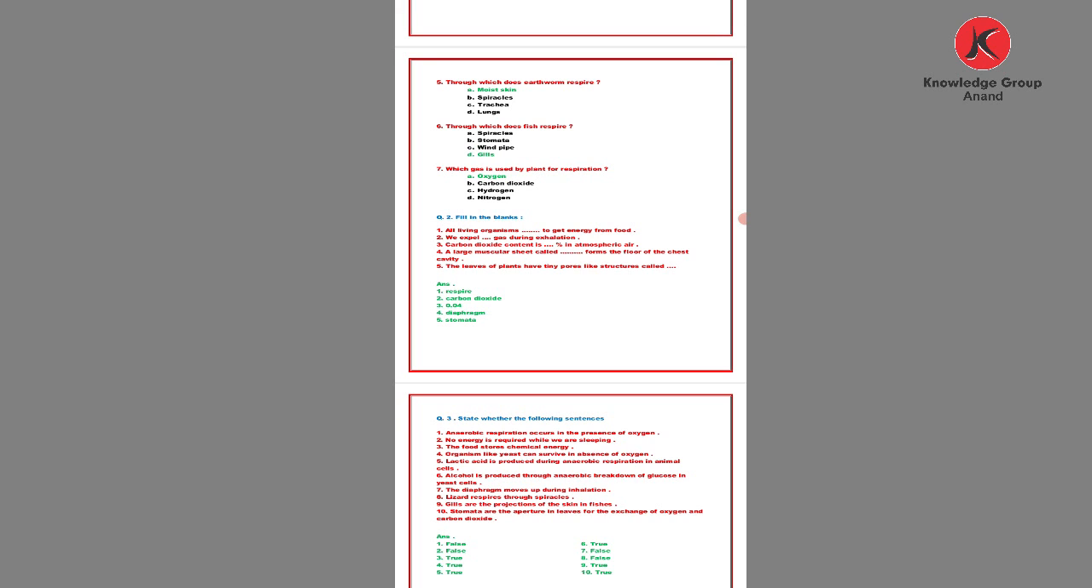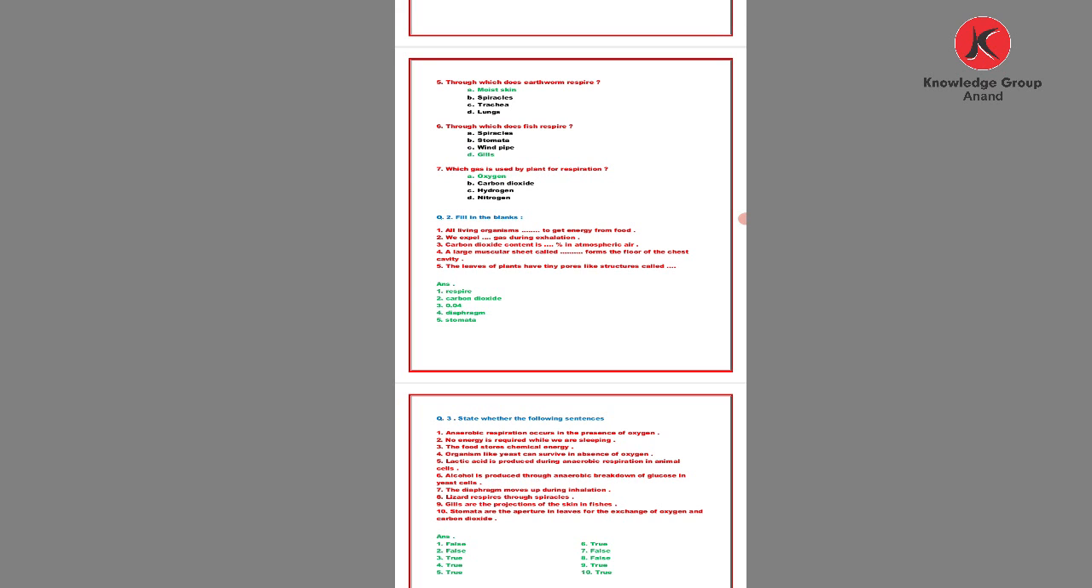Now, third one. Carbon dioxide content is dash percent in atmospheric air. 0.04% in atmospheric air. Next, a large muscular sheet called dash forms the floor of the chest cavity.